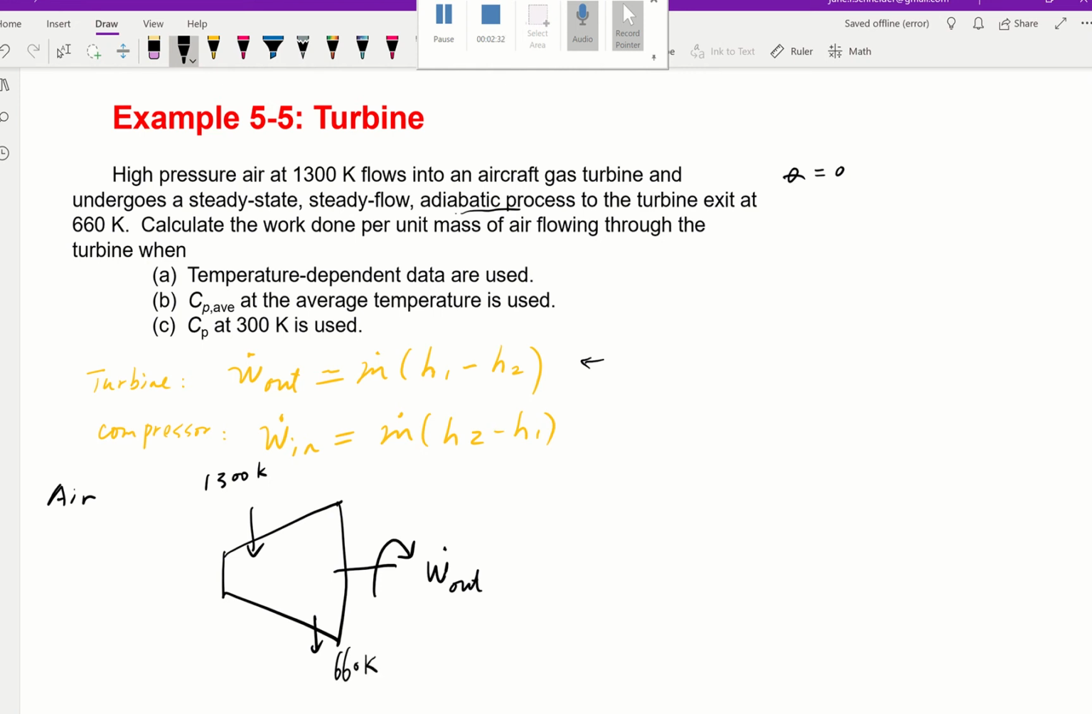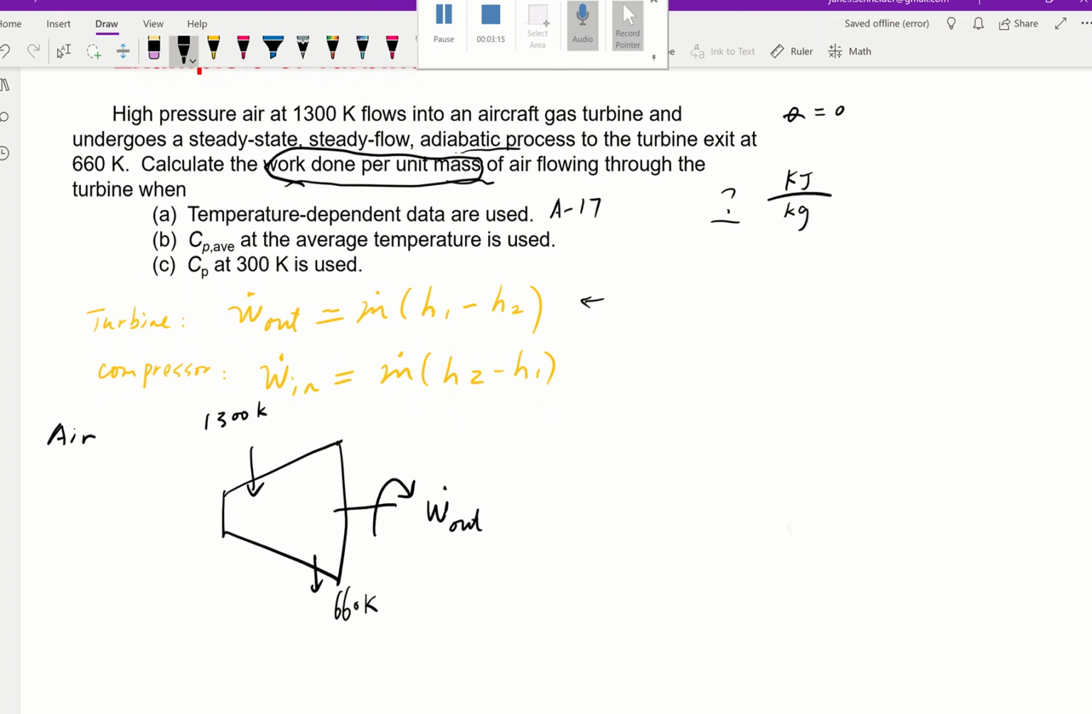Then we are asked to calculate the work done per unit mass. Work is energy, so it's kilojoules, and per mass, so that's per kilogram. That's what we are solving, how many kilojoules per kilogram of air. We'll use 3 different methods. The first one uses temperature dependent data, that is, using table A17, the ideal gas table. The second uses average Cp, and the third uses 300 K. All right, let's go.